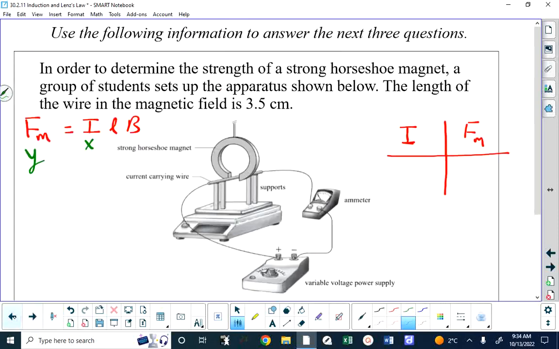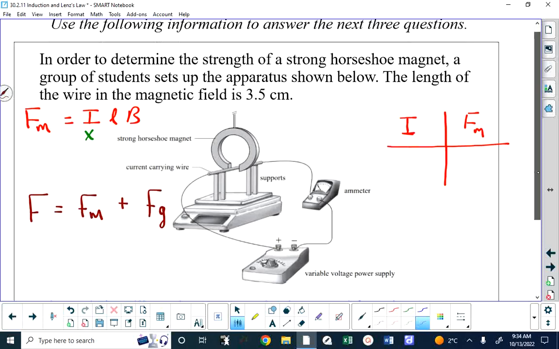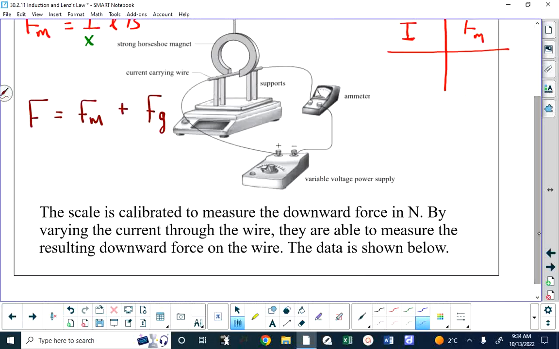So it isn't that I lied, I didn't think ahead enough. This is not our y. The force being measured is actually a magnetic force plus a force of gravity. This is our y, the force being measured, which is a sum of two forces. And if I start building an equation here, this force that's being plotted is equal to ILB.